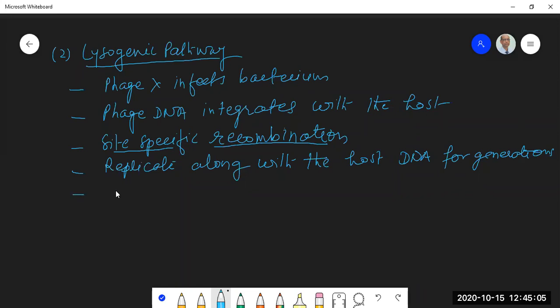So phage DNA in this form is called a prophage. In the latent form, when it is integrated with the host DNA and it is replicating along with the host DNA, it is called a prophage. And the bacterium which harbors a phage DNA is called a lysogenic bacterium.